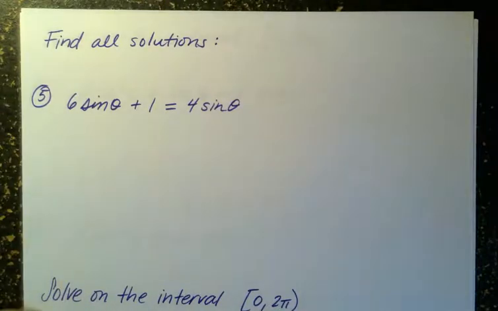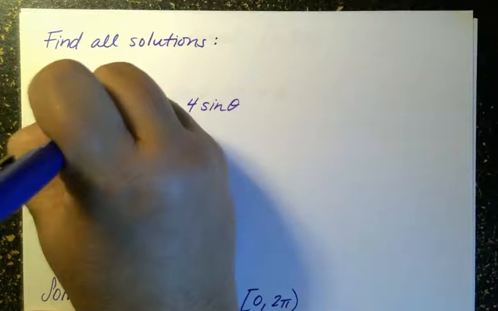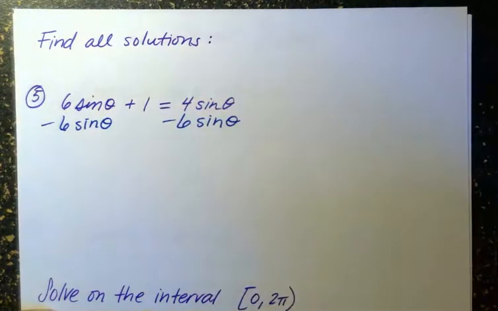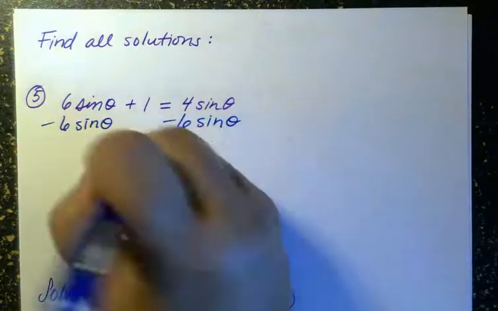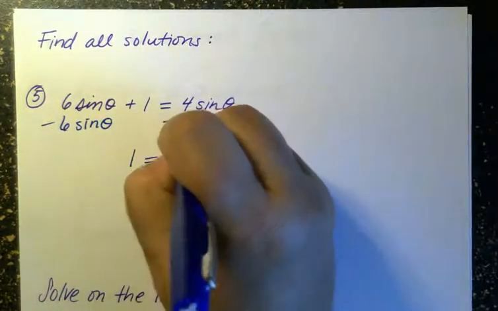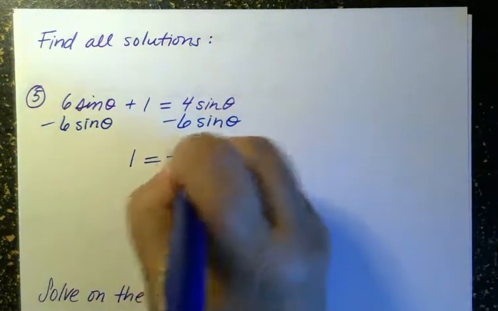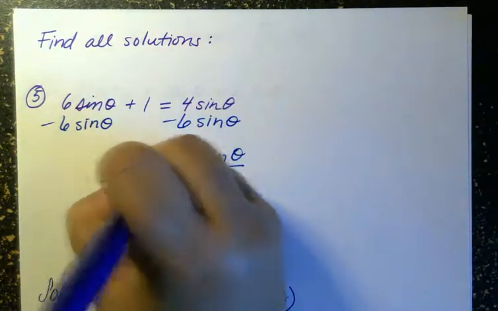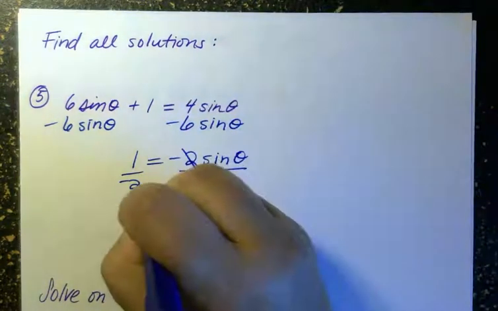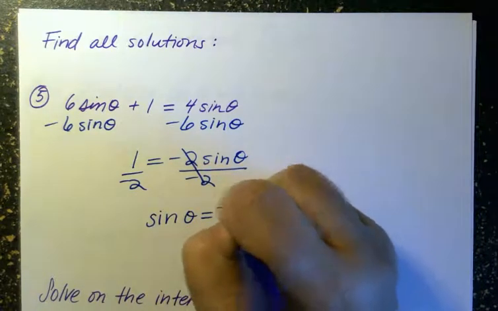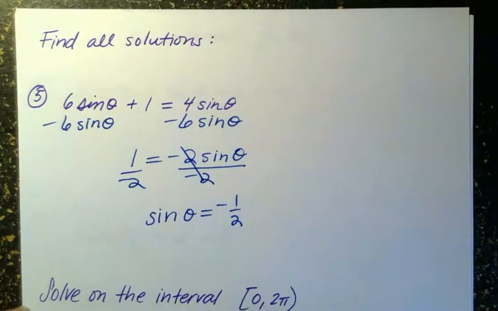So I'm going to say, let's move this guy over here. I need to get it where it's sine of some angle equals a number. I need to get the sine of theta all by itself. So this gives me 1 equals negative 2 sine theta. Still trying to isolate sine theta, I'm going to divide both sides by negative 2. And I get sine theta is negative 1/2. So I have to think about where the sine is equal to negative 1/2.